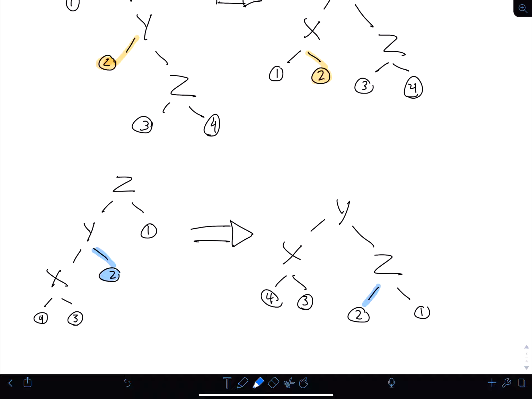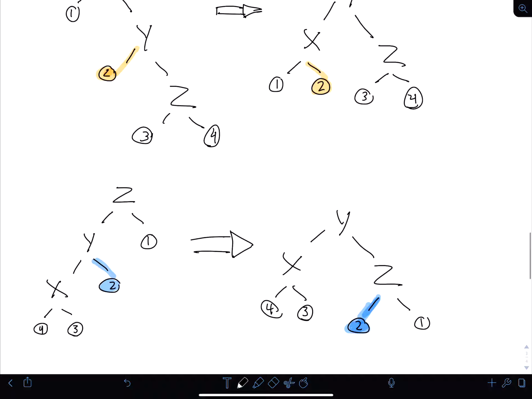Again, this is saying it's greater than y but less than z, which holds for both examples here. Okay? So, I see some scared faces. Yes? How is 1 greater than z, but 2, no, less than z?